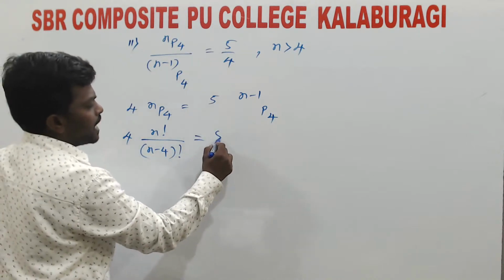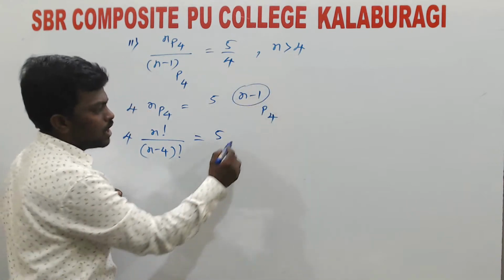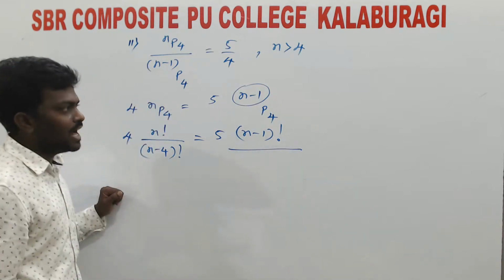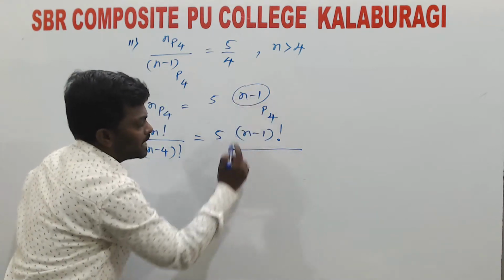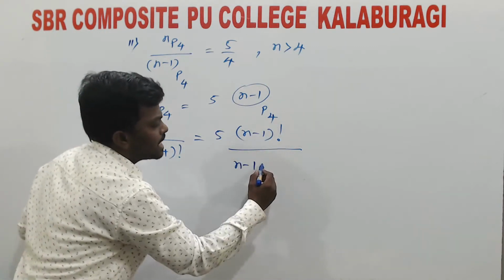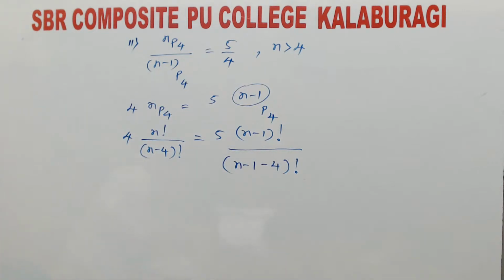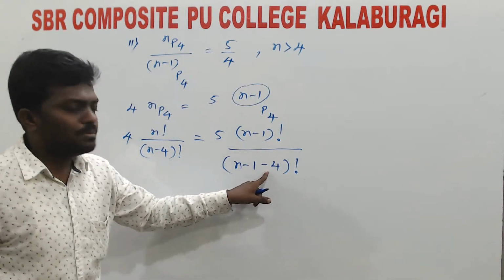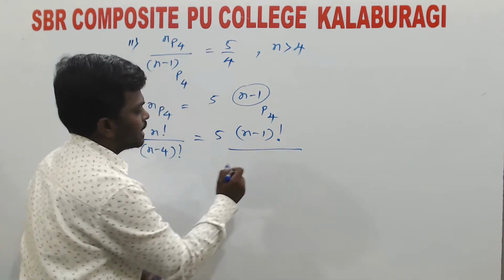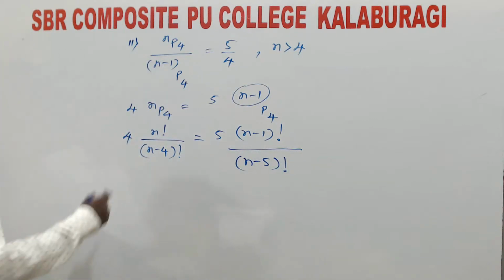So in the place of n it is n minus 1 now. So this will be (n minus 1) whole factorial divided by, what is n here? n minus 1. (n minus 1) minus r. So what is r here? Minus 4 factorial. Yes, students. Now can I say minus 1 minus 4 is nothing but minus 5. So I'll write this as (n minus 5) factorial.